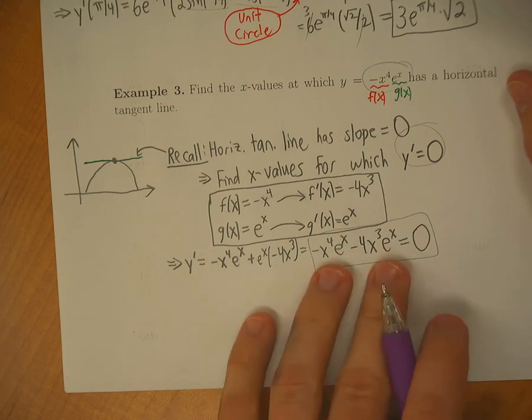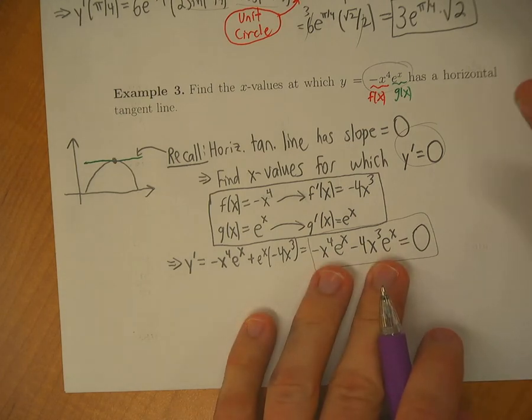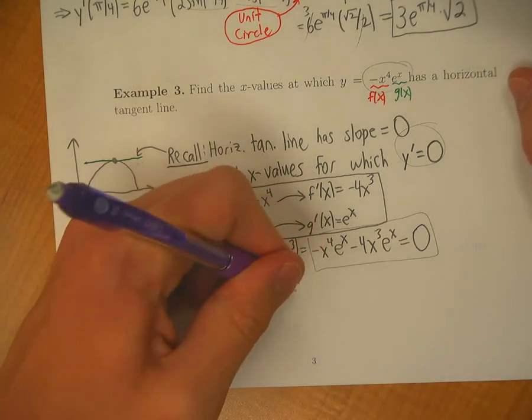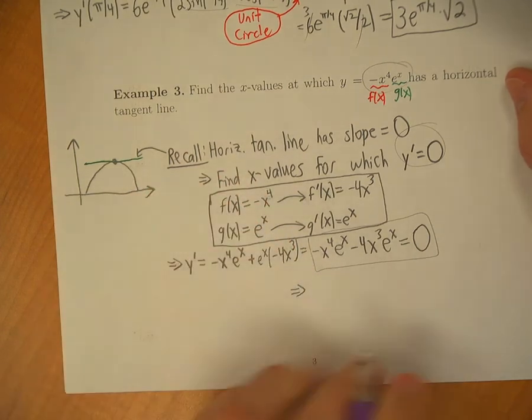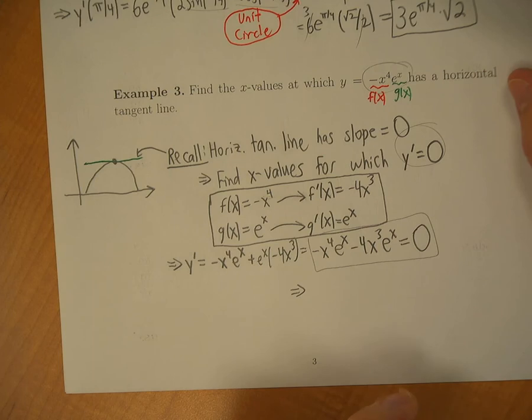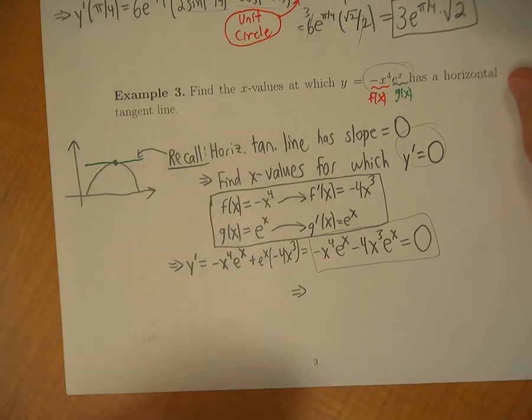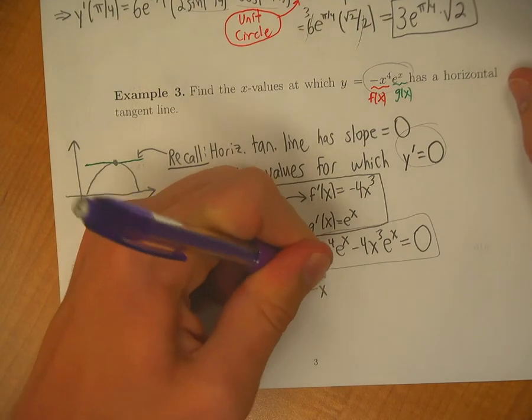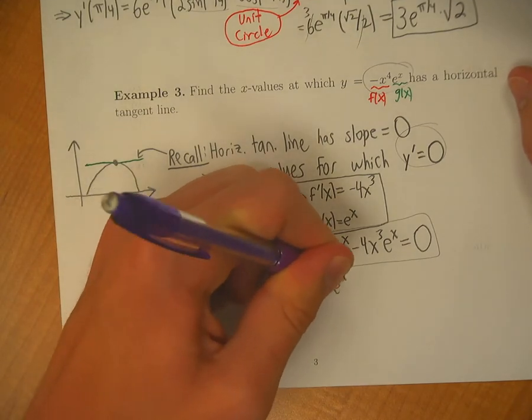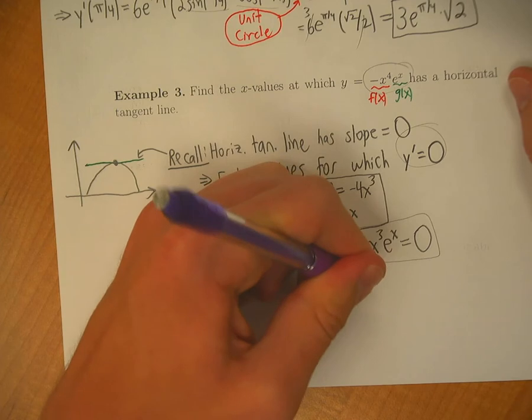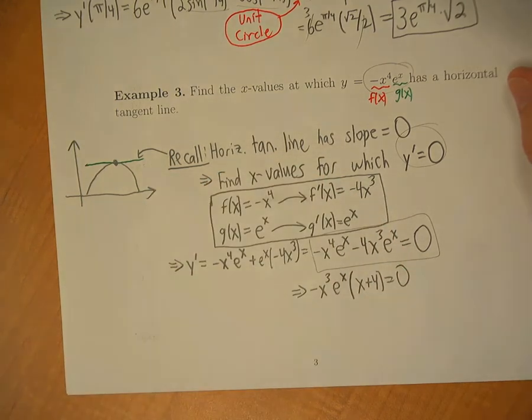By itself, this looks a little weird to work with, so it might help to condense things down a bit. What can we factor out of both terms to make things look a little better for us? Negative x cubed e to the x? Yep, we can factor out negative x cubed and e to the x. So we're just left with x plus 4 equals 0.